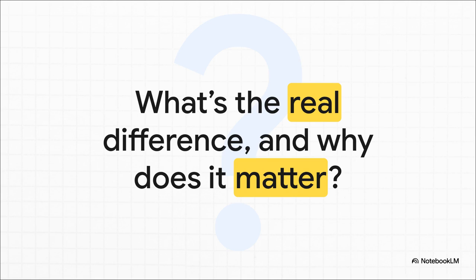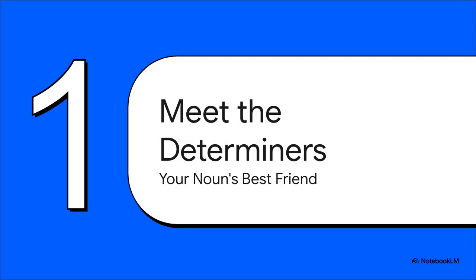So what's really going on here? And why does getting this stuff right matter so much when you're speaking? Well, that's exactly what we're about to break down. To really get a handle on words like few and a few, we first need to meet the family they belong to. And that family is called determiners. Seriously, you can think of them as a noun's best friend.